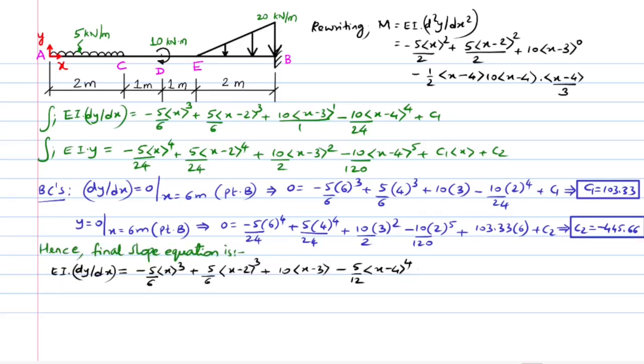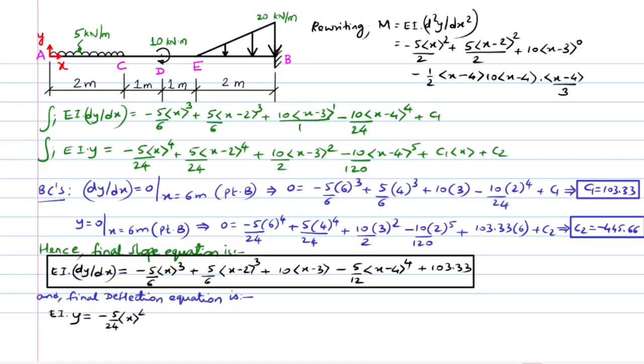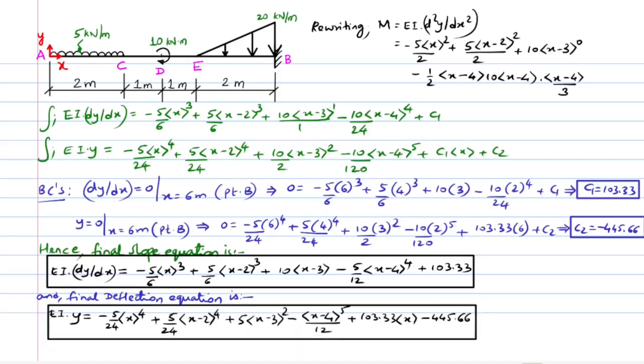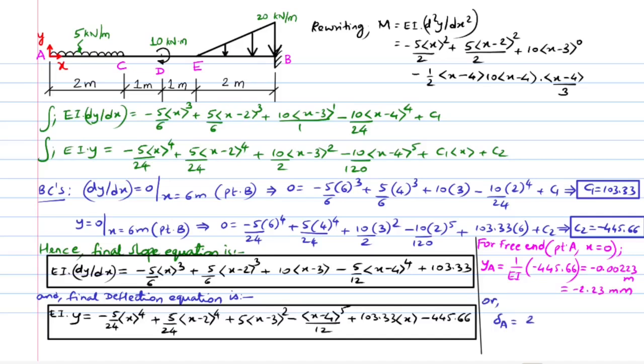We substitute these values back to get the final slope and deflection equations. Now we can find the slope and deflection at any cross section along the beam length in radians and in meters respectively. For the free end of the beam, that is for x equal to 0, the deflection is calculated to be minus 0.00222 meters, that is 2.22 millimeters. The minus sign indicates that the deflection is acting downwards, as against the positive sign of the coordinate system acting upwards.